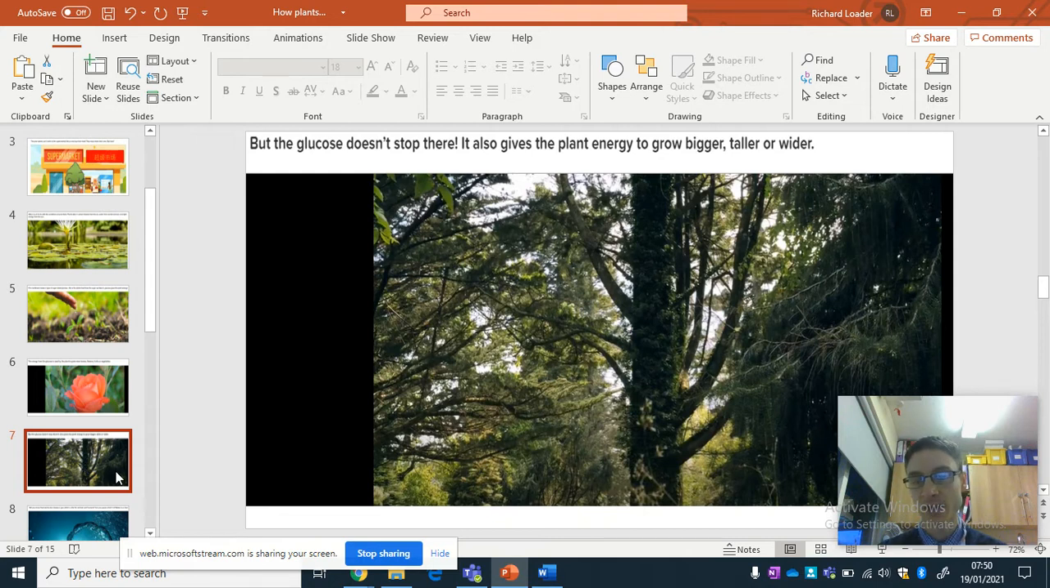Okay, so if they're not getting enough water, if they're not getting enough sunlight, if they're not getting enough carbon dioxide, they won't be able to produce this glucose, okay, and this food for themselves. So they will struggle to grow.